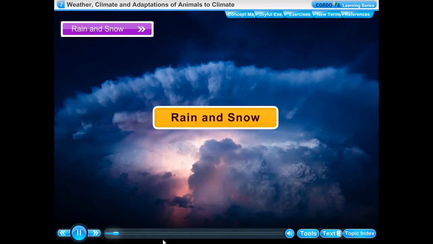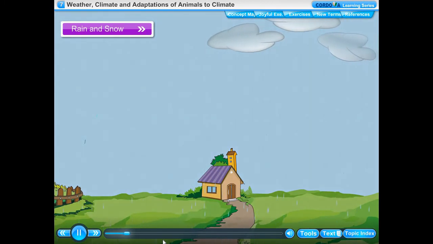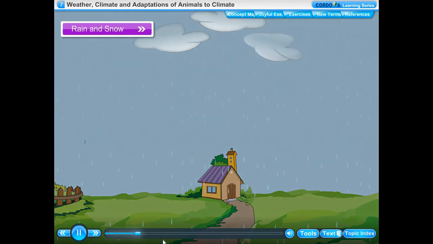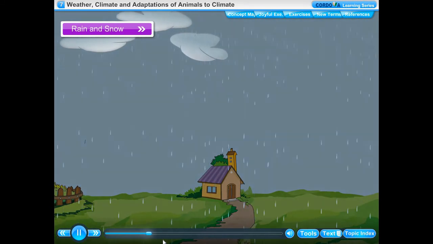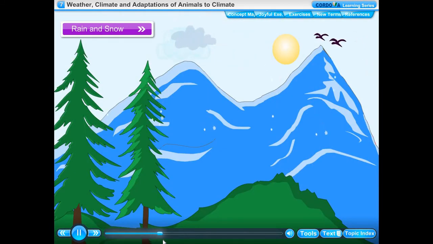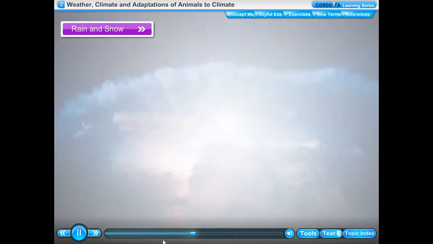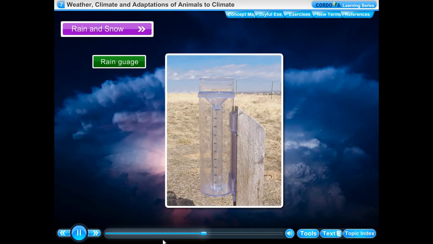Rain and snow. In the clouds, when the water droplets join together and become heavy, they come down as rainfall. When the temperature is very low, the water droplets in a cloud freeze into crystals of ice and fall down as snowfall. Rainfall is generally measured in millimeters with the help of a rain gauge. Rain gauge is a measuring cylinder with a funnel at the top to collect rainwater. Rain gauge measures the rainfall at a place in the unit of millimeters, mm.